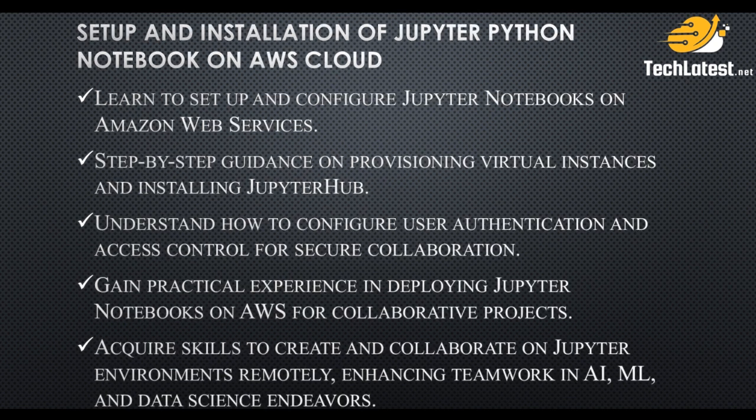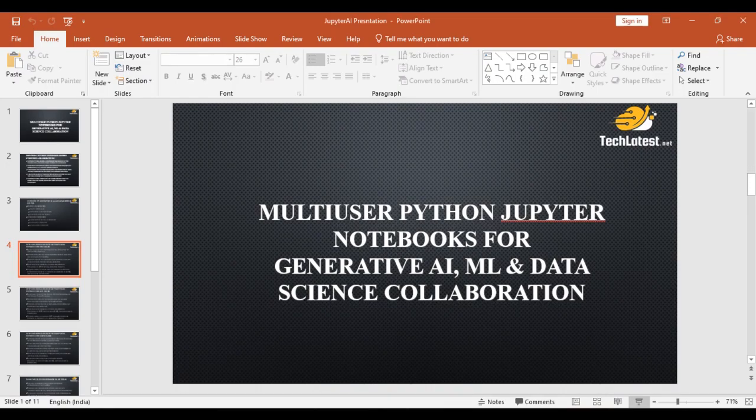Next, in this lecture, we'll cover setup and installation of Jupyter Python Notebook on AWS Cloud. Learn how to set up and configure Jupyter Notebook on Amazon Web Services, what the benefits of this VM, virtual machine, are, and step-by-step guidance to set up Jupyter Python Notebook on AWS Cloud. Then understand how to configure user authentication and access control for secure collaboration, and gain practical experience with demos in deploying Jupyter Notebook on AWS for collaborative projects. So going to the next part.